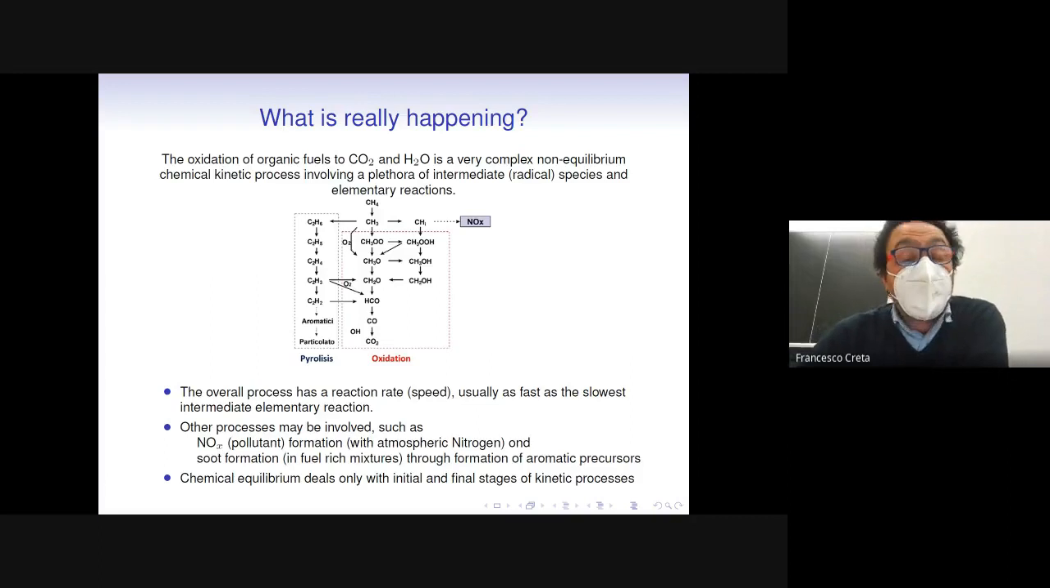You have a non-equilibrium process, which has its own evolution speed or rate, so-called rates of reaction, with which the fuel will be oxidized into the oxidation products, which we know are CO2 and water. Water in this case is not even shown because we're following in this picture here the path of the carbon atom. And you see that it's very, very complex.